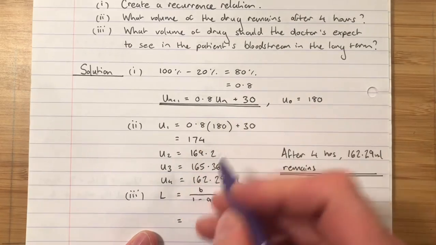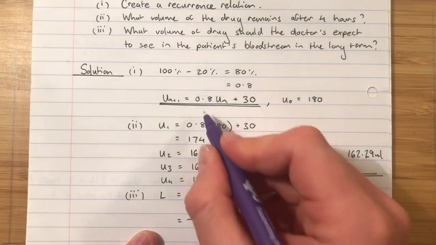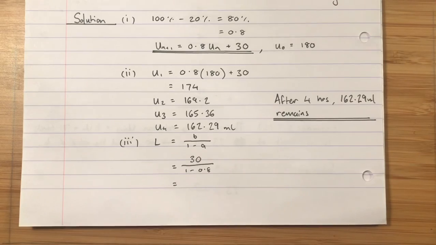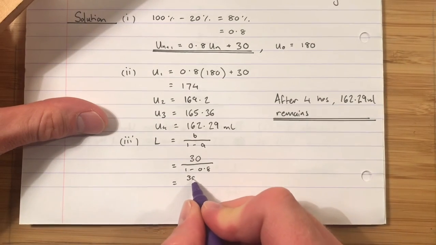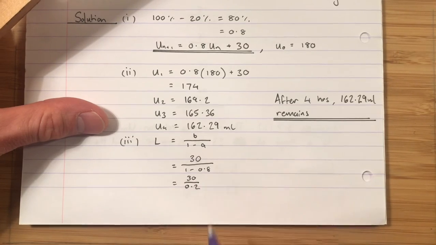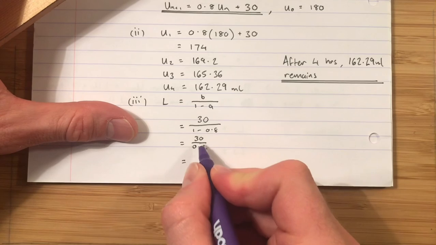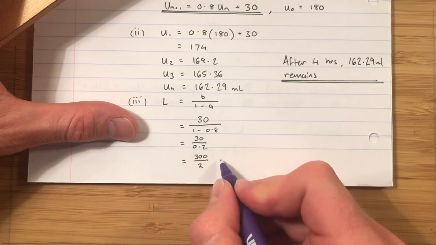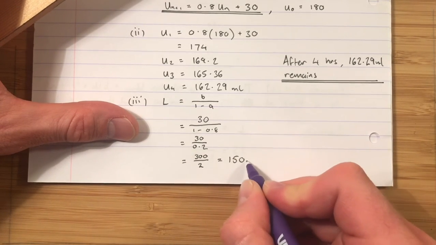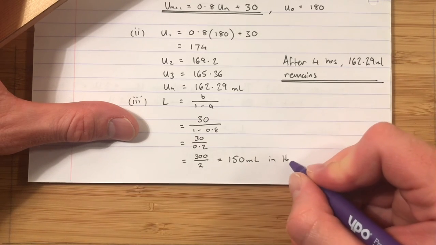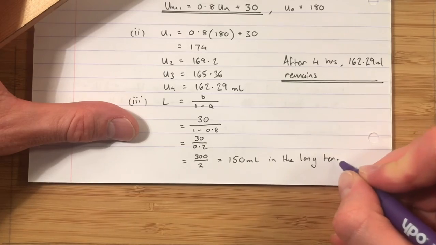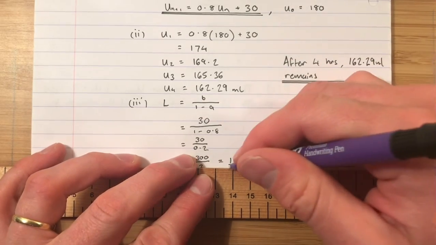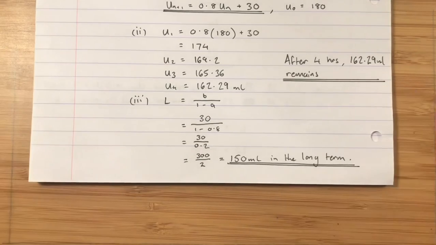The value of b is 30, over 1 take away 0.8. So if you're someone that was struggling before with 1 take away 0.6, you should be saying to me just now that 1 take away 0.8 is 0.2. I can't do that in my head, but I can times the top and the bottom by 10 to get 300 over 2. And 300 over 2 works out to be 150 millilitres in the long term. Okay, so they're expecting the amount of drug to balance out or to level out at about 150 mils in the long term. Super.